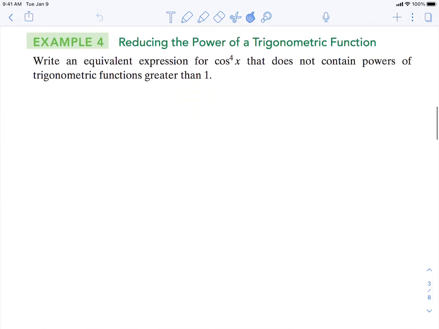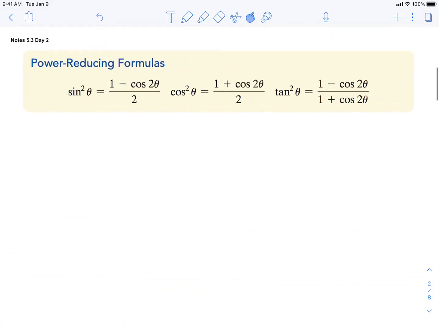So here's an example. We want to reduce the power of this trig function. So right now we have an expression that is cosine to the 4th power, and we want to reduce it all down to powers of 1. So here is our expression. So we're going to go up into our previous slide and work with this formula right here, cosine squared of theta.